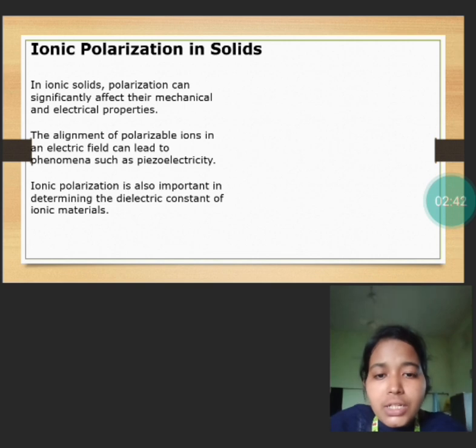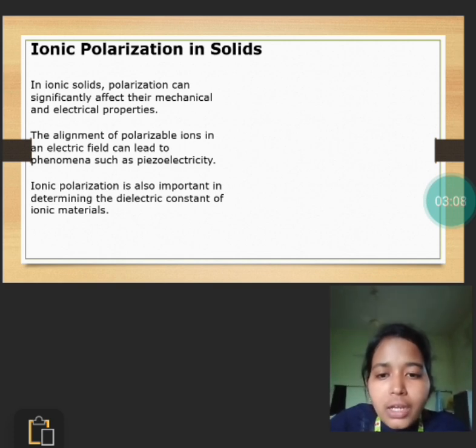Ionic polarization in solids. In ionic solids, polarization can significantly affect their mechanical and electrical properties. The alignment of polarizable ions in an electric field can lead to phenomena such as piezoelectricity. Ionic polarization is also important in determining the dielectric constant of ionic materials.